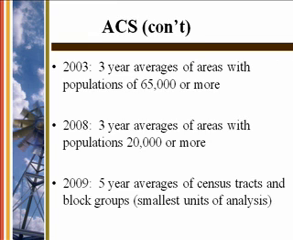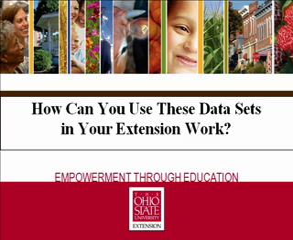In fall 2009, we expect to finally have 5-year averages of census tract and block group levels, which are the smallest geographical units covered by the US Census. Now that we've provided an overview of the data sets, and before we turn to the Census website, I want to spend a few minutes highlighting how you can use census data in your extension programming.